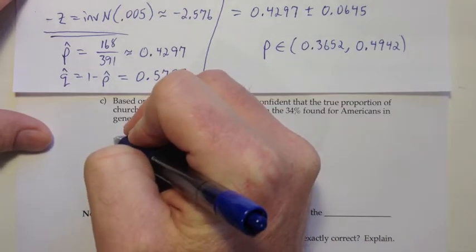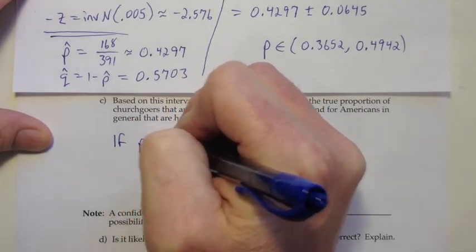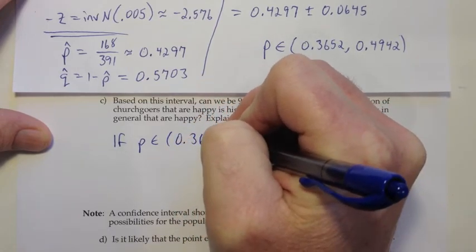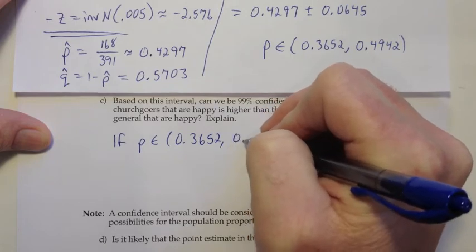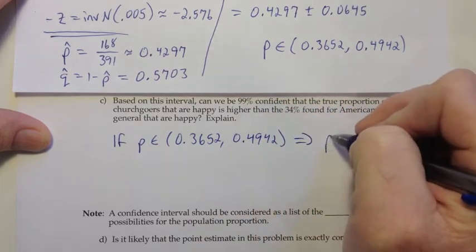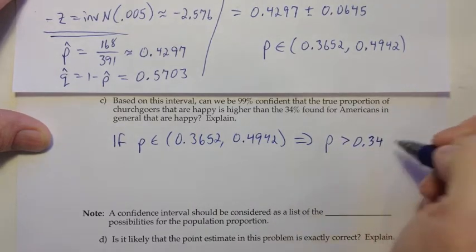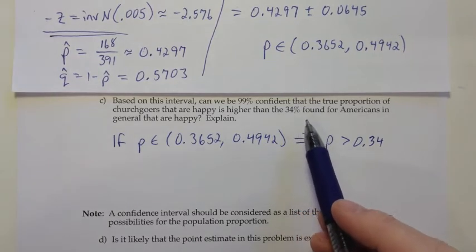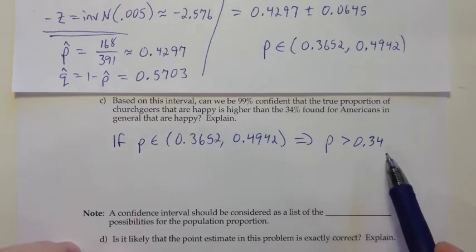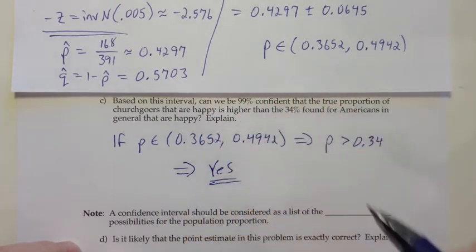So I'm going to say if p is an element of that interval that we found on the last part, 0.3652 to 0.4942, then that implies that p is greater than 0.34. And that's the 34% number right there. So if p is anywhere in that range, then that implies p is greater than 0.34. So can I be confident in that? I'm going to say yes.